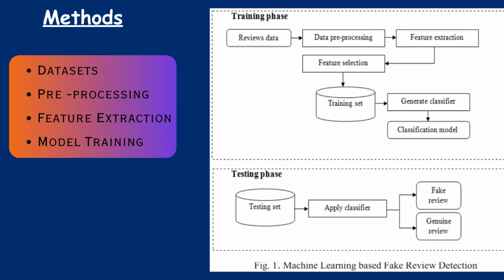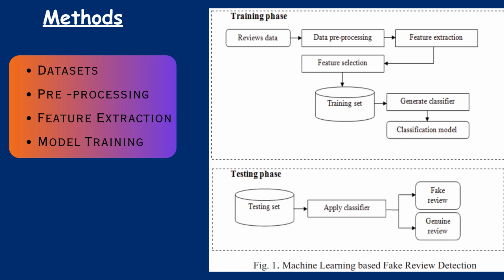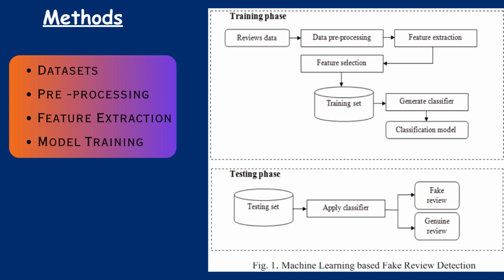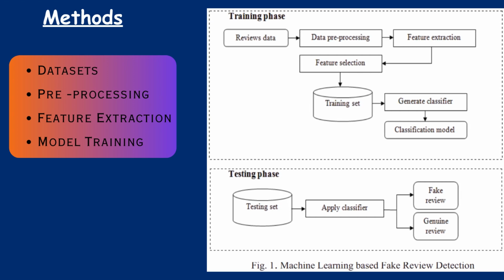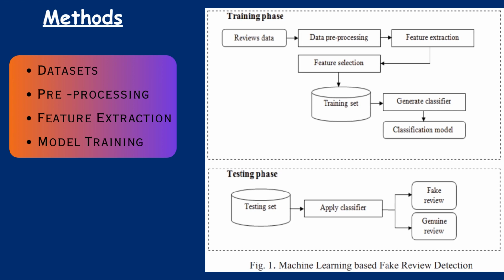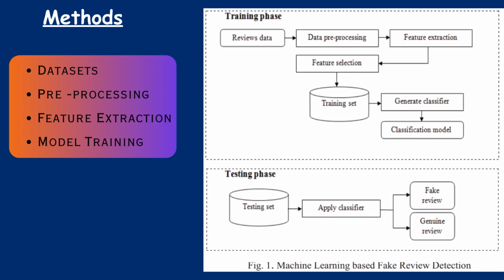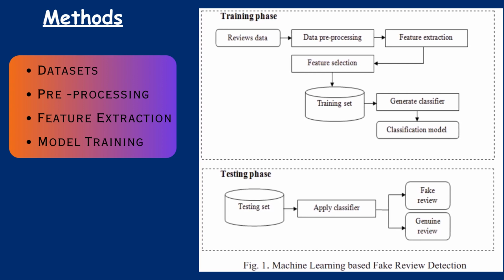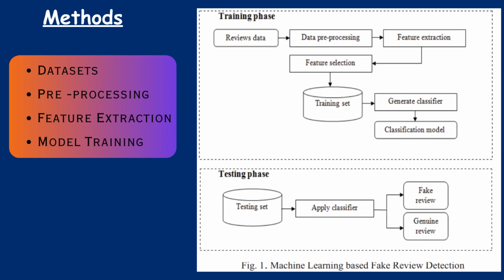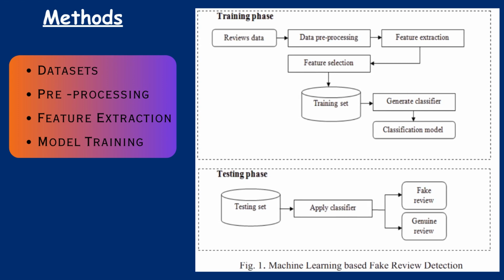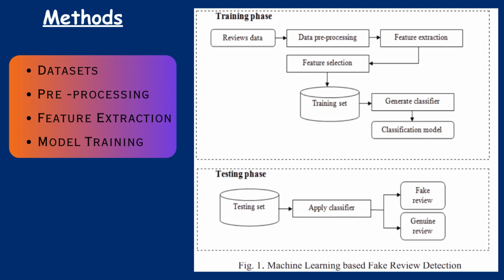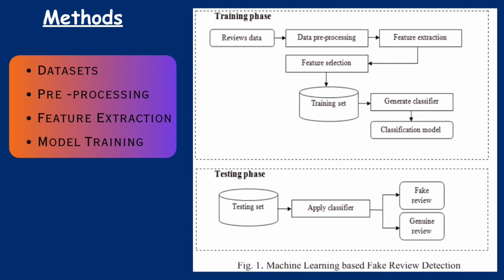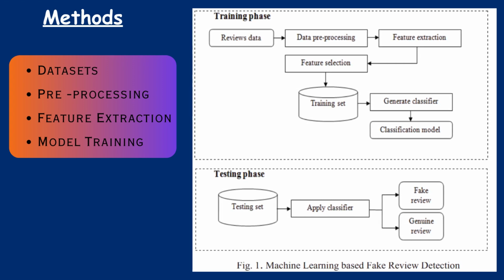There are two phases. One is the training phase, another is the testing phase. In the training phase, there is data collection. The review data is collected and sent to data pre-processing and then to feature extraction and selection, then the training set, then we generate the classifier and classification model. In the testing phase, with the testing set, we apply the classifier to check whether it is a fake review or a genuine review. Further in the slide, let's get to know each phase in detail.